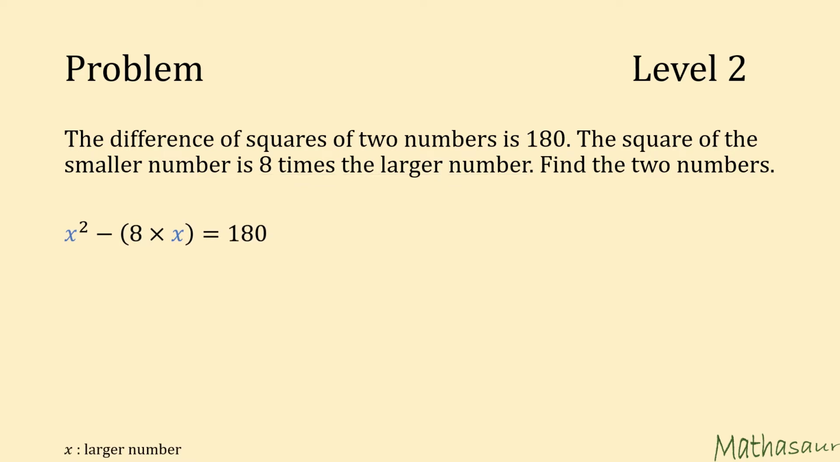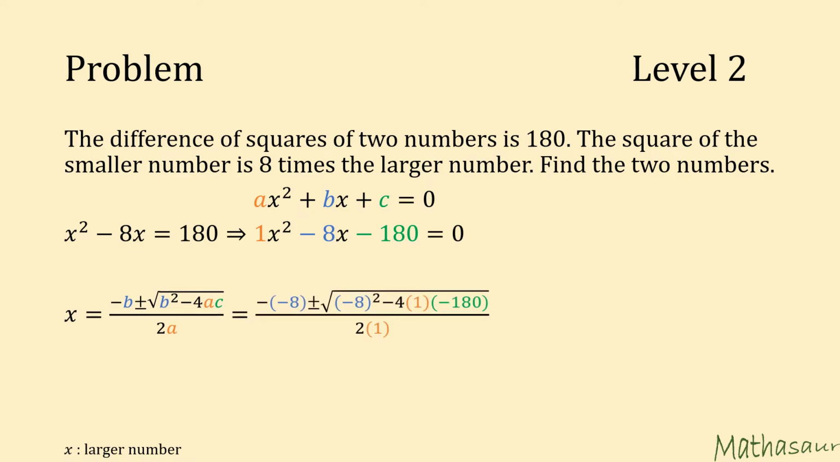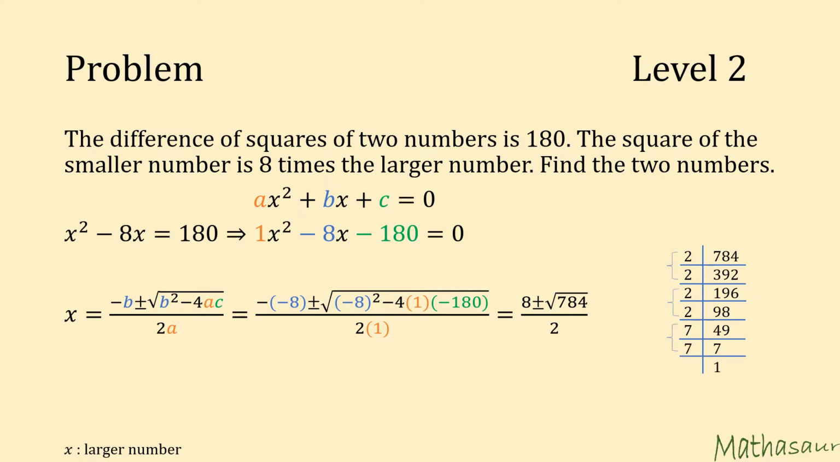Let us take the larger number as x and take all the terms on the left hand side. So we get x² − 8x − 180 = 0. Now let us compare this with ax² + bx + c = 0 and apply the quadratic formula. Let us quickly prime factorize 784. Form pairs of the factors and simplify.